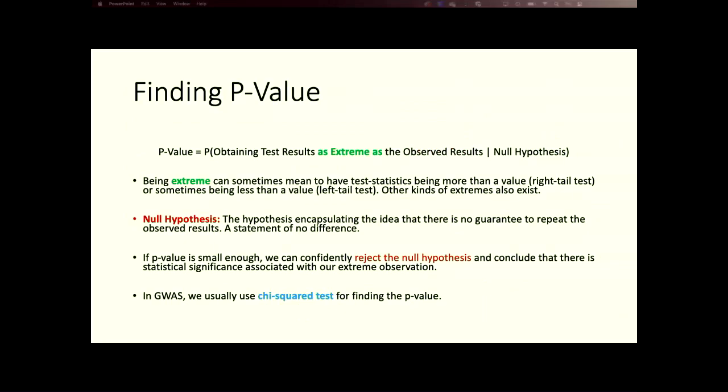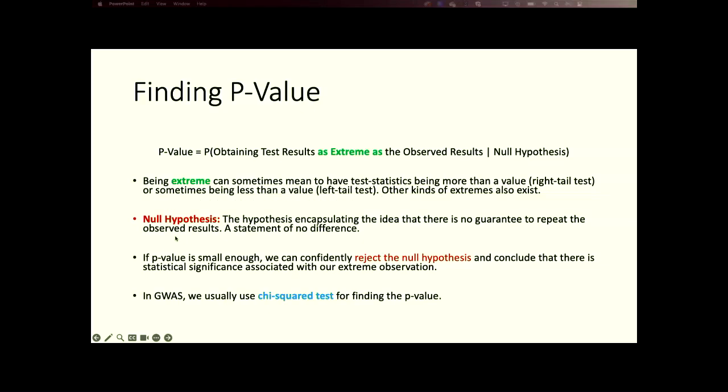So just one last stats point. We can think of a p-value as the probability of obtaining test results as extreme as the observed results given the null hypothesis. Being extreme can sometimes mean having test statistics more than a value, a right-tail test, or sometimes less than a value, a left-tail test. Other kinds of extremes also exist.